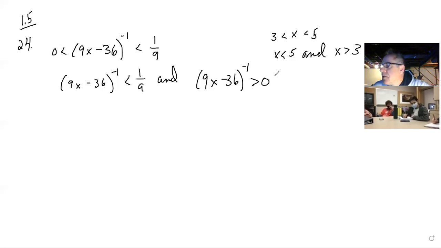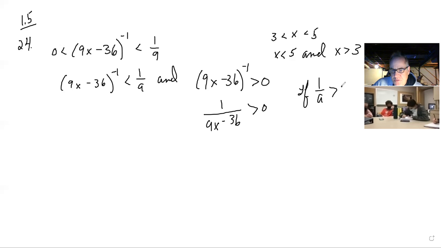we'll start with this one. As I said, because of the negative first power, that's really 1 over 9x minus 36 greater than 0. Now, the deal here is by rule, if you have 1 over some number and it's positive, so it's greater than 0, then the number itself has to be greater than 0.